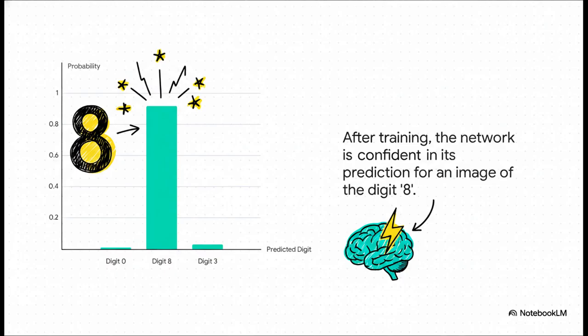For an image of the digit 8, the network spits out a set of probabilities. And you can see the output neuron for the number 8 is firing with a really high value, like 92%, while all the others are super low. The network is confidently telling us its prediction.